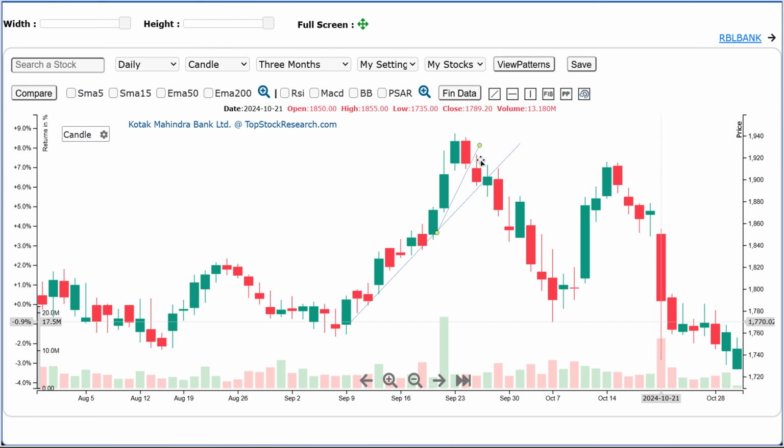So bearish kicker do help, and here also there is one kicker that has happened, so you can see this kicker, how the kicker has helped you.